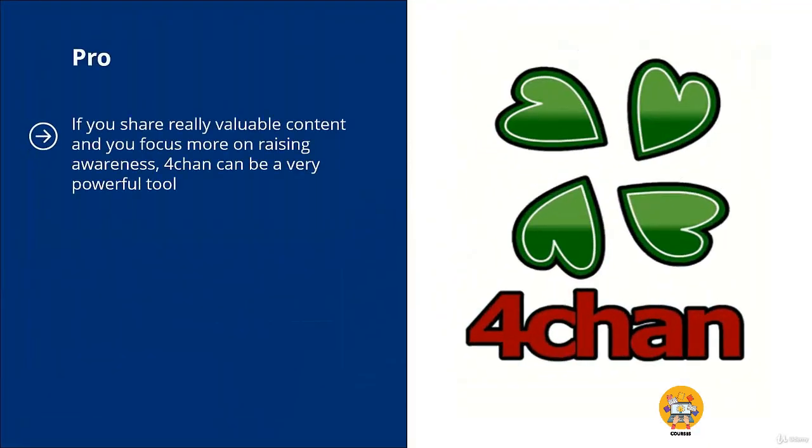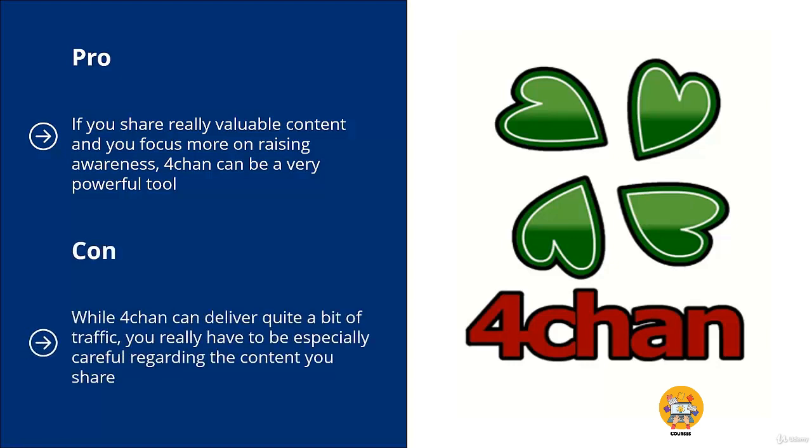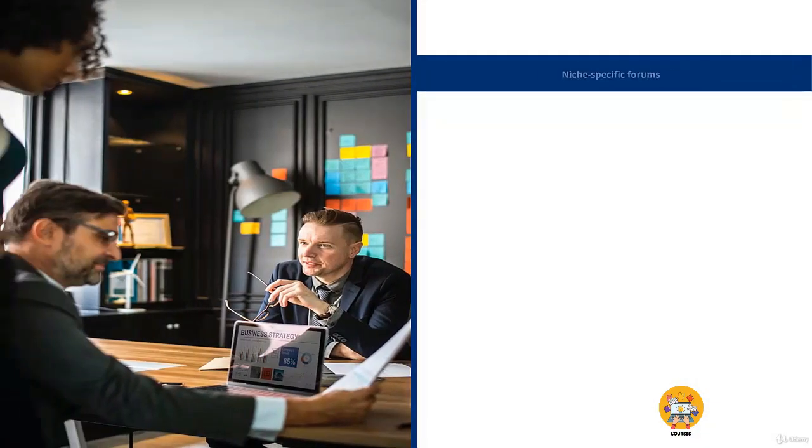Pro: if you share really valuable content and you focus more on raising awareness, 4chan can be a very powerful tool. If the content you share raises awareness instead of actively pushing a specific product, your content may get traction. Con: while 4chan can deliver quite a bit of traffic, you really have to be especially careful regarding the content you share. Otherwise, your content might be mischaracterized and you might get really abusive users to your site. Make sure you post content that truly delivers solid value.